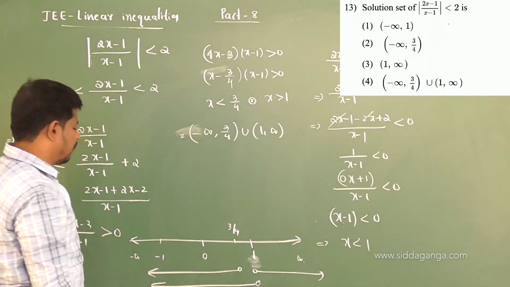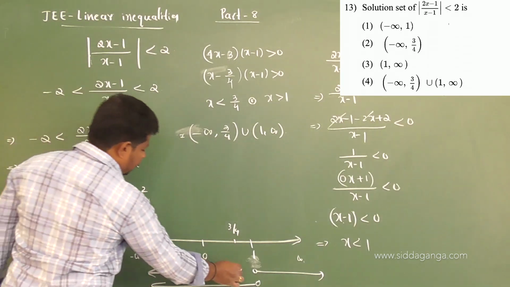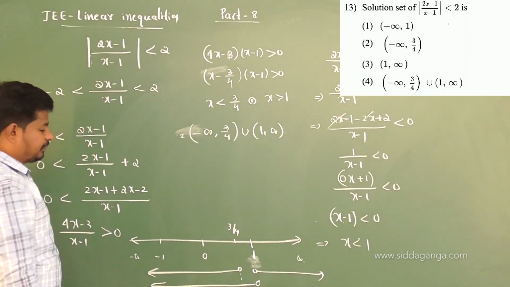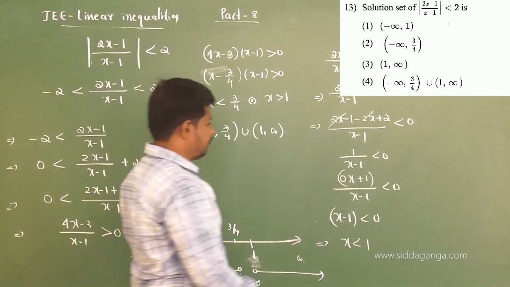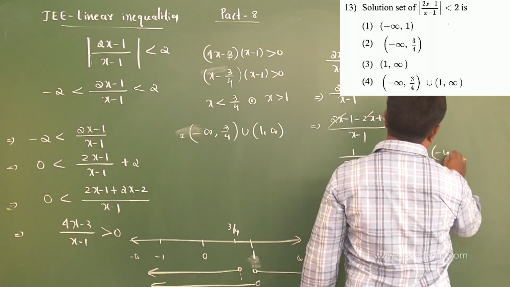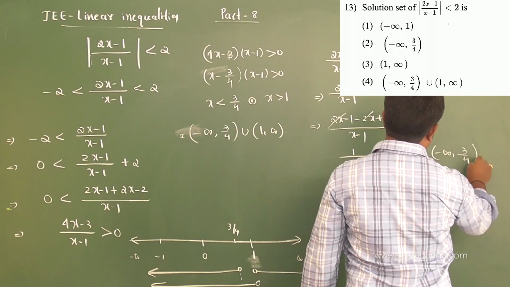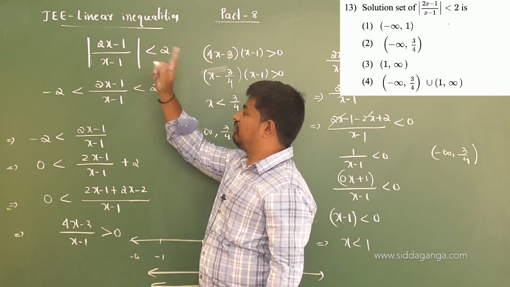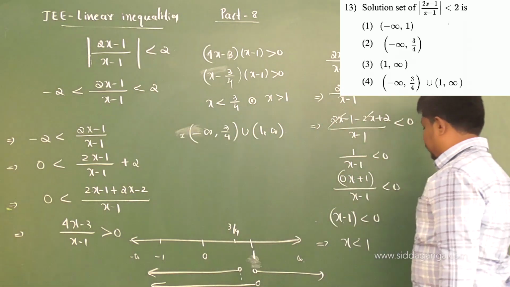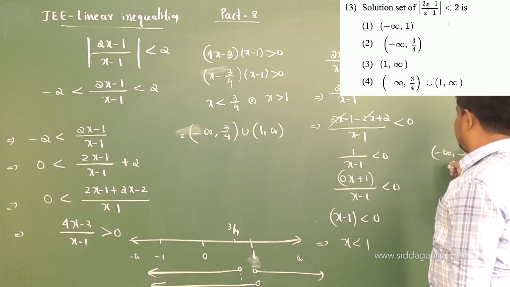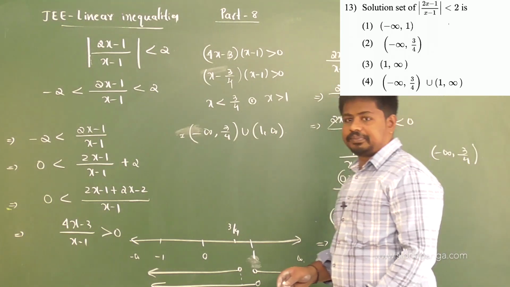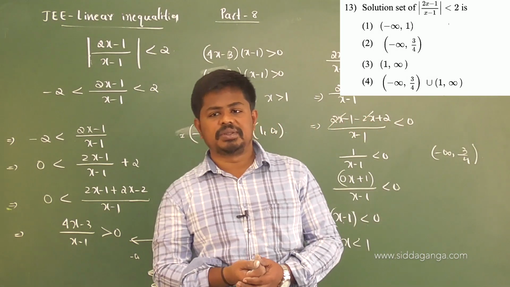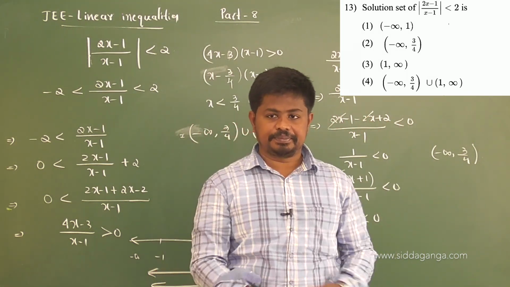So x less than 1, you mean? Yes. Look at the common value. Start from 3/4 to minus infinity. You mean your solution set is minus infinity to 3/4, not including 3/4. I mean this is true only when the values of x are from minus infinity to 3/4, not including 3/4. So option 2 is the correct one.